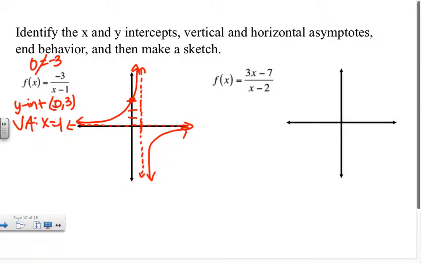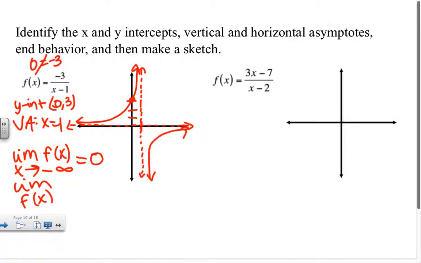And the end behavior would be as follows. So we would have the limit of f of x as x approaches negative infinity is approaching 0, and the limit of f of x as x approaches positive infinity is also equal to 0. And there's our sketch. So that's what we need for that one.